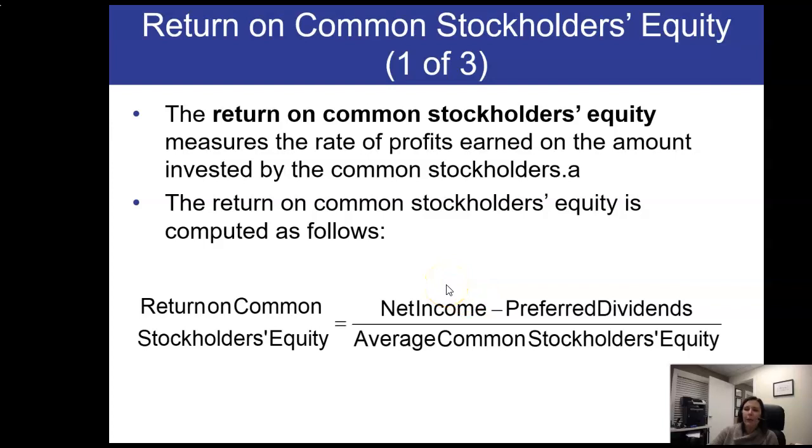And that was time and again a place that I would get tripped up when running through practice problems, is I would just grab that average common stockholders' equity and think, okay, net income. So pay attention when this ratio rolls around as to whether or not you have preferred stock, and then if dividends were paid on that preferred stock. And if that's the case, you need to subtract the preferred dividends out of the net income in the numerator before you do the calculation.